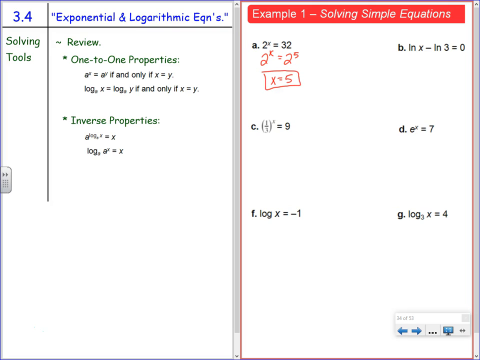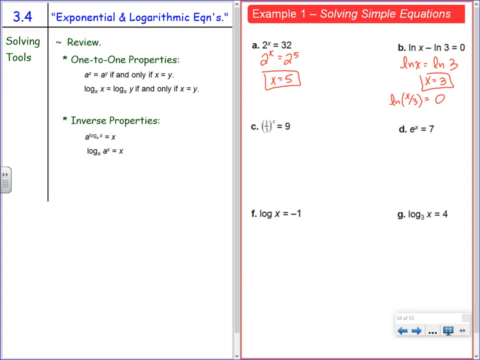Okay, letter B. How do I solve? Oh, don't just cross it out. Technically, to be legal, what would I have to do first? Combine. Well, okay, that would work too. But you could just add to the other side and say, hey, it's 1 to 1 property. X equals 3. Now, hold on. Why was Karina saying combine them? What could we do with subtraction? We could divide. So the alternate could be ln of x over 3 equals 0.